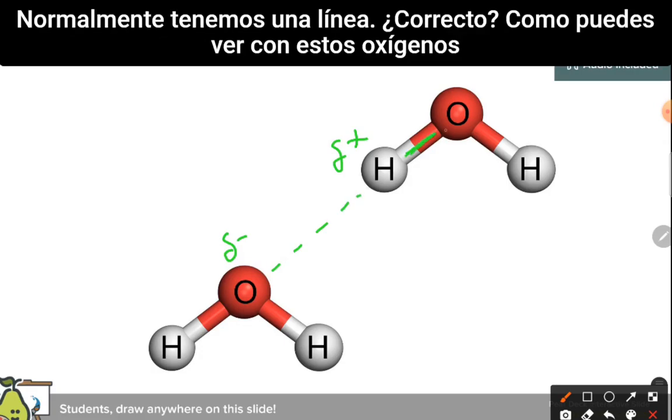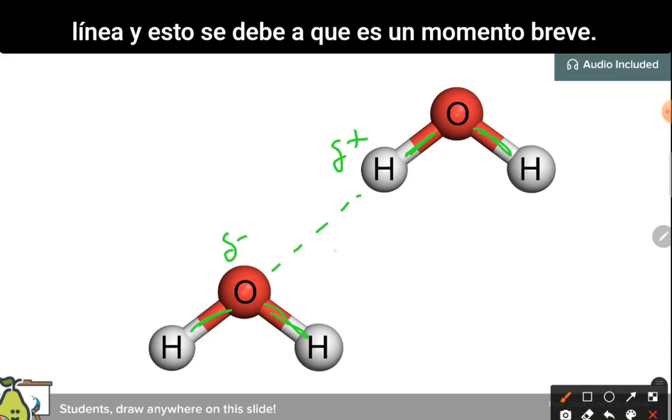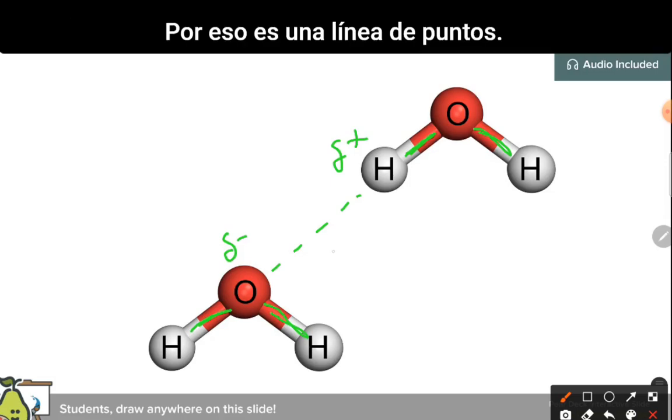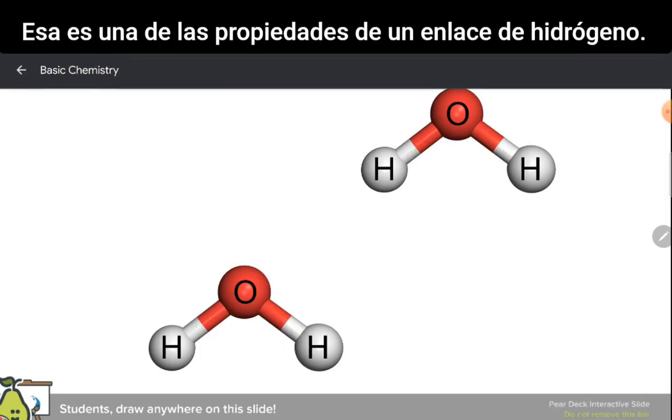Now normally we have a line, as you can see with these oxygens and hydrogens. But for a hydrogen bond we use a dotted line, and this is because it is a brief moment. That is why it's a dotted line. And so we consider this to be weak. It is a weak bond. That is one of the properties of a hydrogen bond.